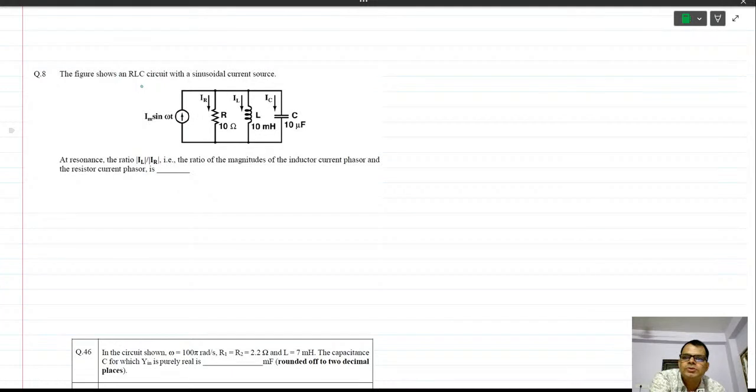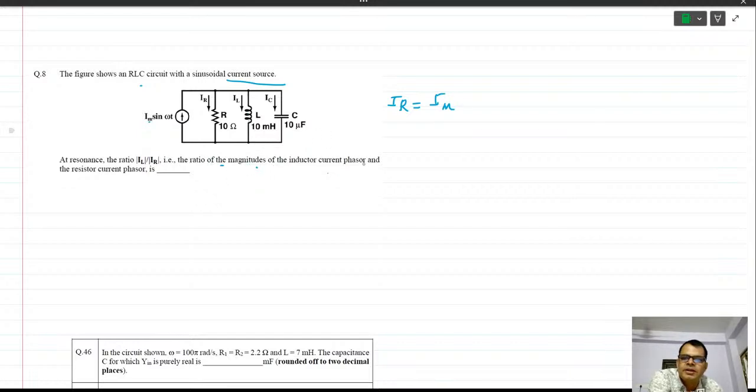The figure shows an RLC circuit with a sinusoidal current source, right? So at resonance, the ratio IL upon IR. You know that at resonance, so see here, very simple one. The ratio of the magnitude of the inductor current phasor to the resistor current phasor. At resonance, maximum current flows through the R, that is your Im. So your IR is equal to Im, magnitude, that is the amplitude.